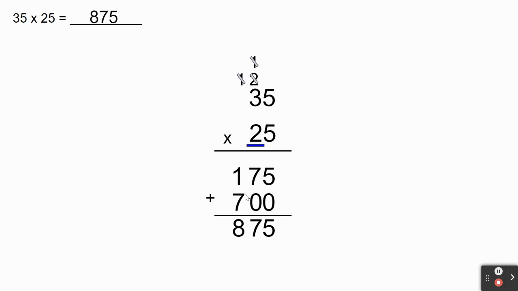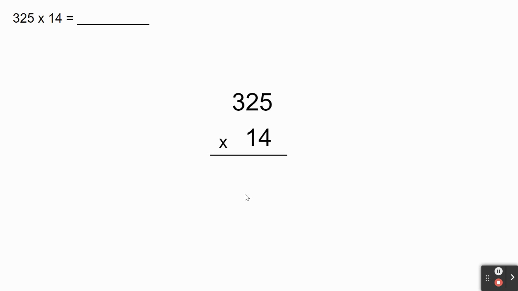Let's try another problem. Here we have 325 times 14. We're going to first line these factors up vertically, which means one on top of the other. We're going to start by multiplying 325 times the 4 in the ones place. So we'll first multiply 4 times 5, which is 20. So we'll put a 0 in the ones place and regroup the 2 to the tens place.